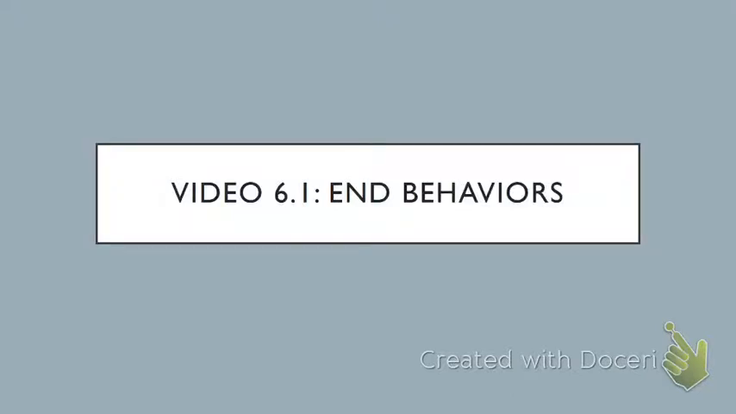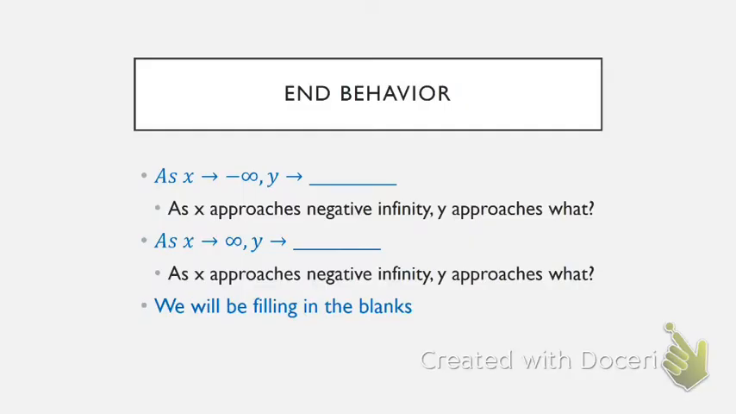Alright, so in this video, video 6.1, we're going to talk about the end behaviors of a graph. End behavior is this fancy notation in blue. In blue is what the actual notation looks like, and in black is me translating the math to English. So in blue, the first bullet says as x approaches, so that arrow just means approaches. So as x approaches negative infinity, y approaches what?